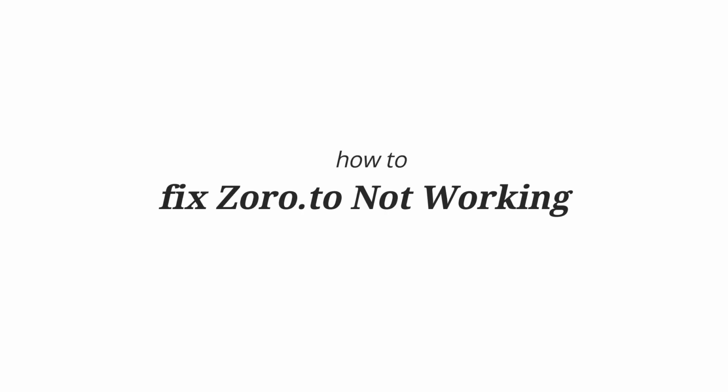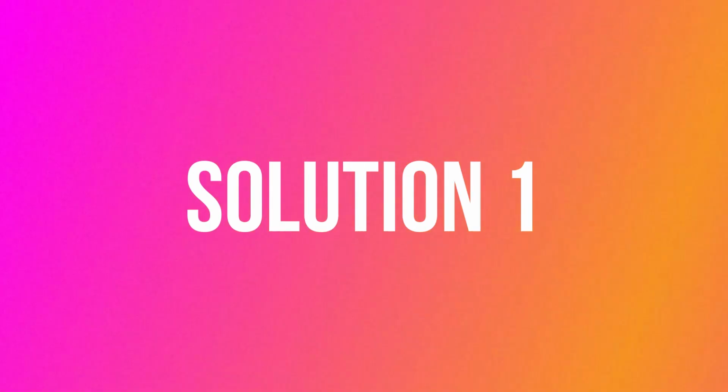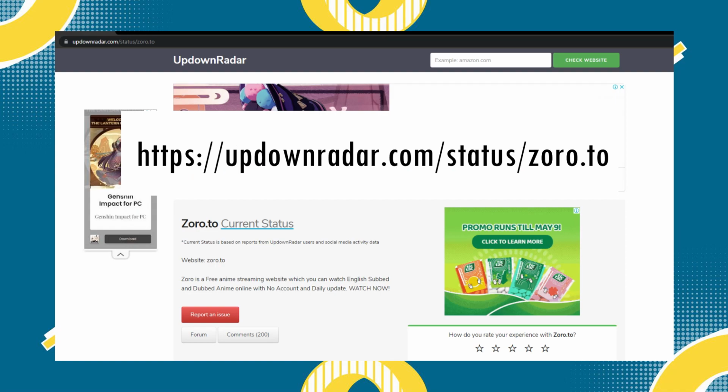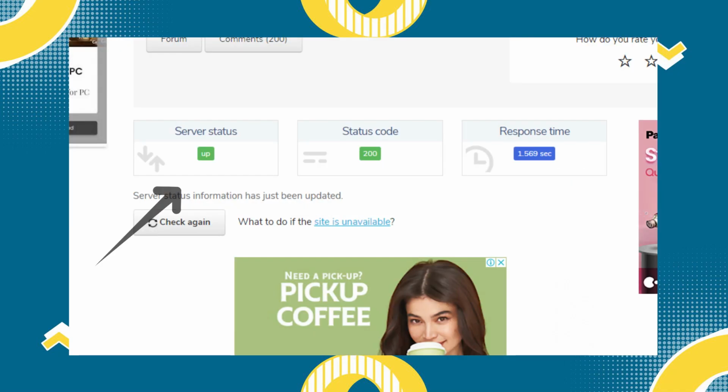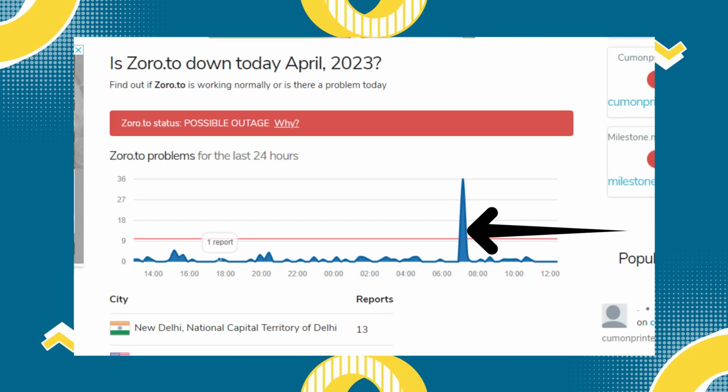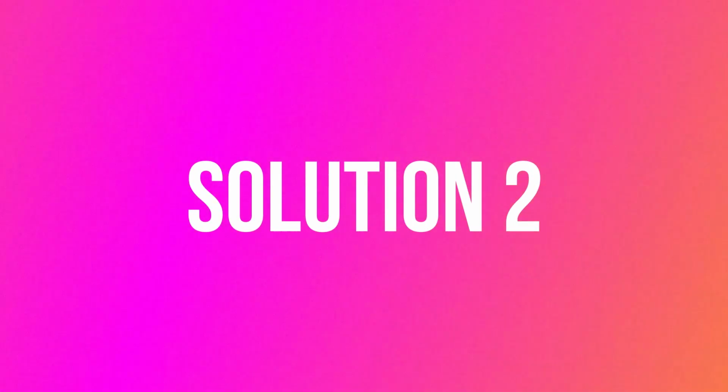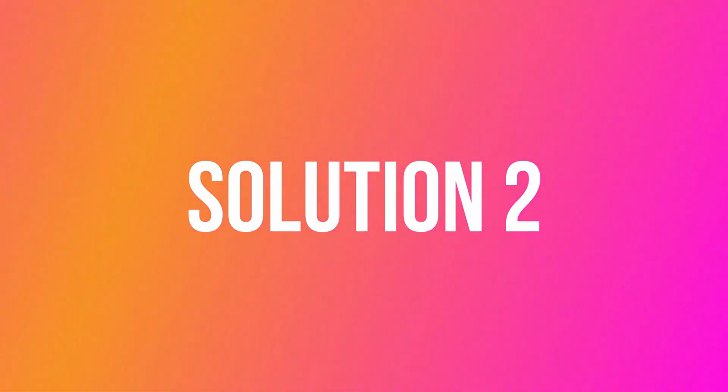Today, I'm gonna show you how to fix Zoro.to Not Working. So first, search for this link and then check the server status. Sometimes guys, this is because of server issues, and in case there is a temporary outage, wait for some time and try again later. But if you experience no outage here and the issue still persists, then you will be needing to clear your browser's cache.